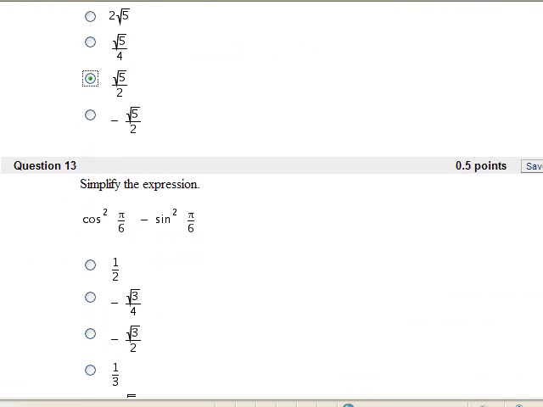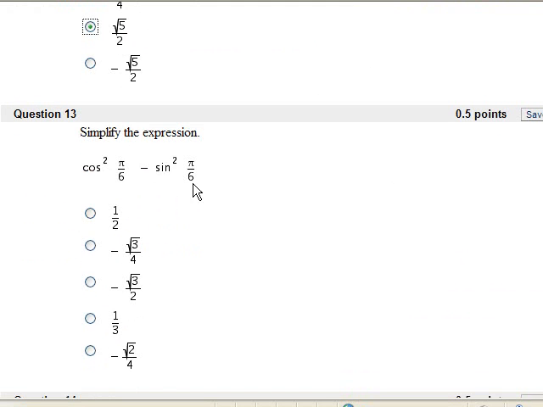Okay, and the next problem, question 13, simplify the expression. I have done this several times in eLive, and I would just do the following. I would do cosine pi over 6 is the same as cosine of 30 degrees, which is the square root of 3 over 2, and sine pi over 6 is the same as sine 30 degrees, which is the same as 1/2, and then plug in those numbers and I come up with the right answer.